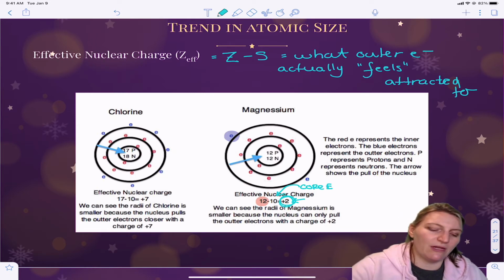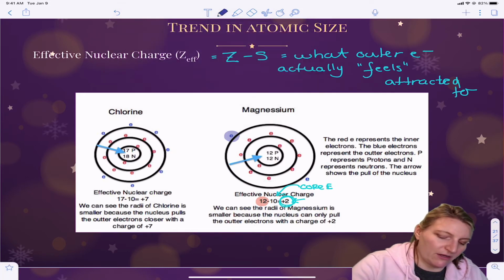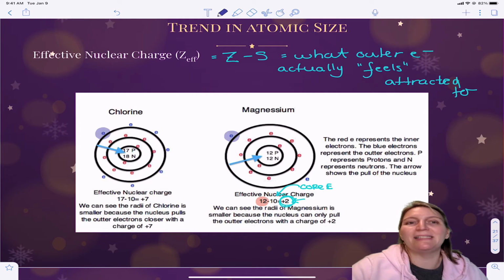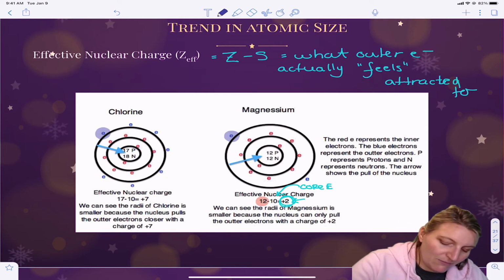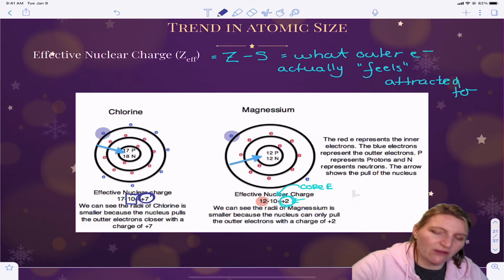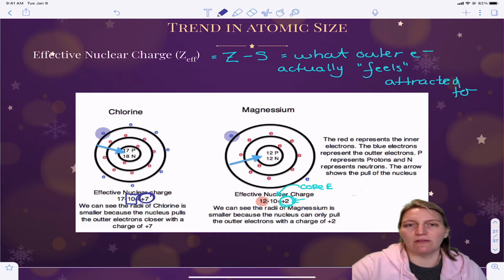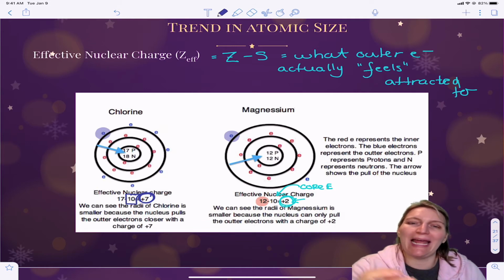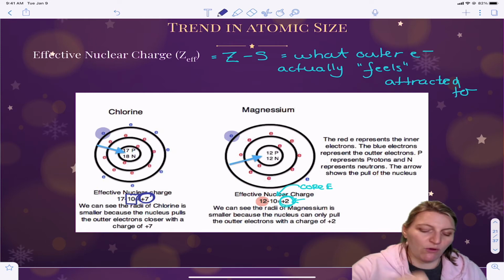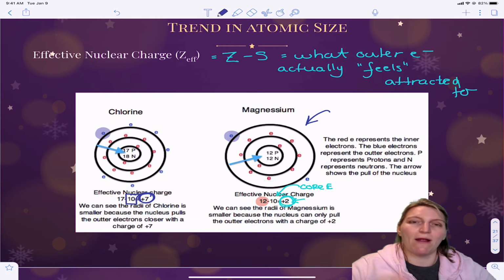And then if I look at chlorine, all the way on the other side of the periodic table, those outermost electrons don't feel like they're being pulled by 17 protons. They have the same shielding electrons too, but they feel like they're being pulled by 7 protons. 17 protons shielded by 10 equals 7 as that Z effective, the effective nuclear charge. So those electrons feel like they're being attracted by 7 protons. Magnesium's only feel like they're being attracted by 2. Therefore, magnesium is larger and chlorine is smaller.